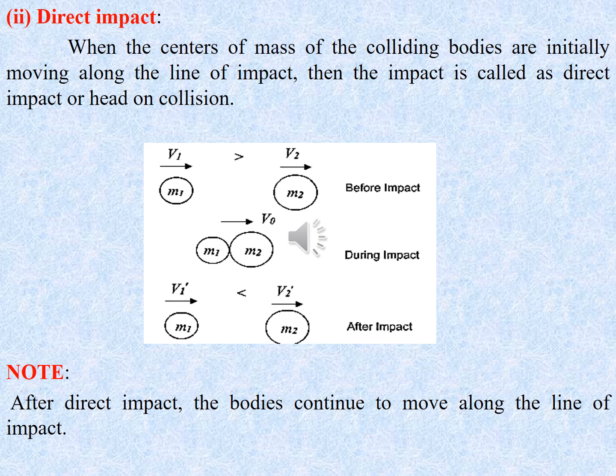Next one, direct impact. When the centers of mass of the colliding bodies are initially moving along the line of impact, then the impact is called direct impact or head-on collision. Note, after direct impact, the bodies continue to move along the line of impact. This can be shown in the figure.